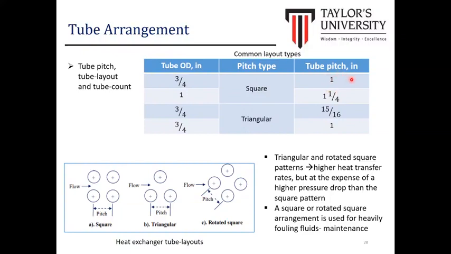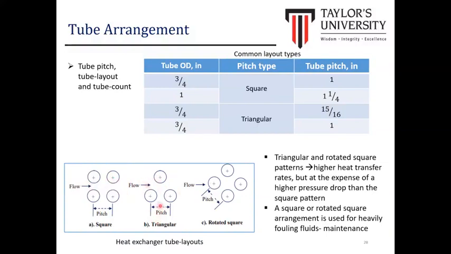What is the tube pitch? First, this is the type of layout. We have the square, triangular, and rotated square. The flow will go in this direction if we have the square. Pitch is the distance between the centers of each tube. For example, with this particular layout, the shell side fluid will flow in this direction.